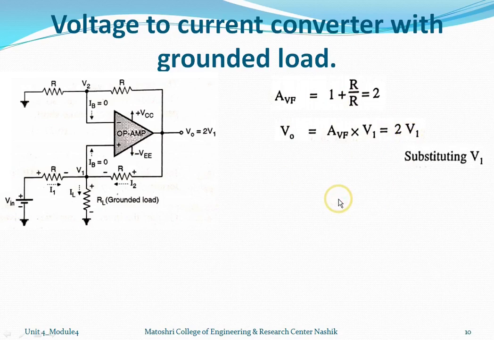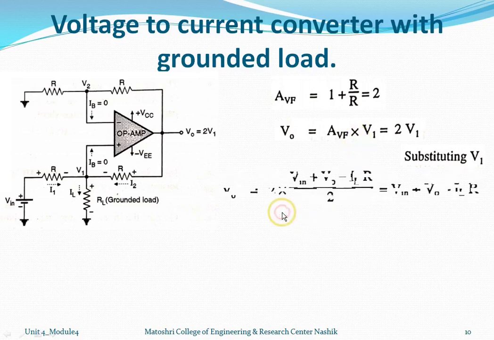If we substitute the value of V1 from the first step in this equation, we are getting the output is nothing but 2 times V1. This is the value of V1: V input plus V output minus the drop due to the load current, divided by 2. If we cancel out this divide by 2 and multiply by 2, we are getting output voltage is equal to the input voltage plus output voltage minus IR. Output voltages are cancelled out.